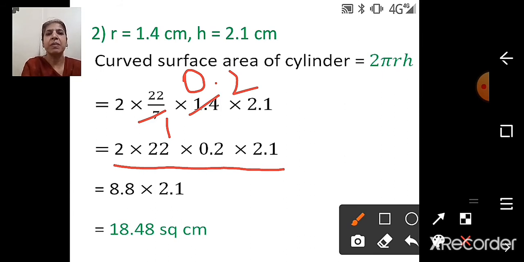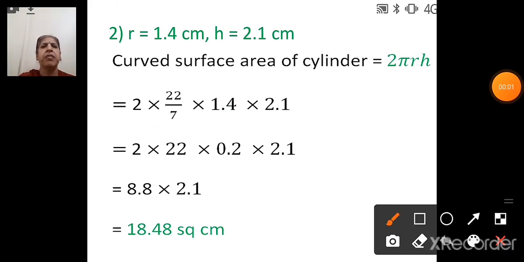Then you will multiply, children. 2 into 22, you know it is 44. Then 44 multiply with 0.2. So when you multiply 44 with 0.2, you will get 8.8, because 1 place decimal. And that you multiply with 2.1. So multiply 8.8 with 2.1 and you will get the answer 18.48 square centimeter. So this is the answer. Curved surface area of cylinder is 18.48 square centimeter.